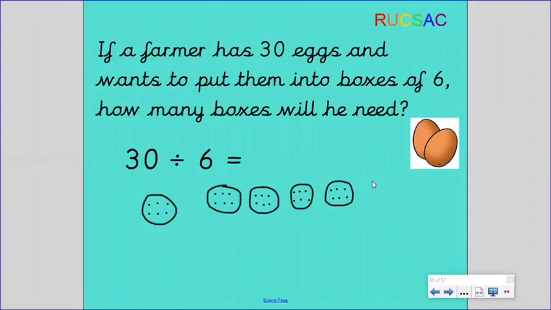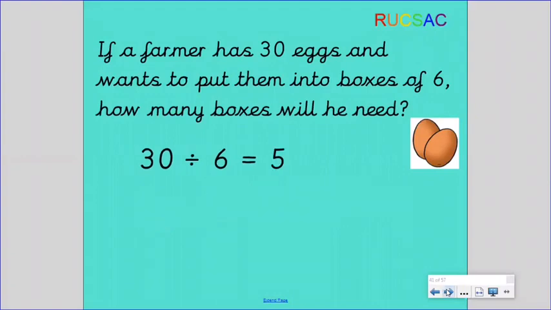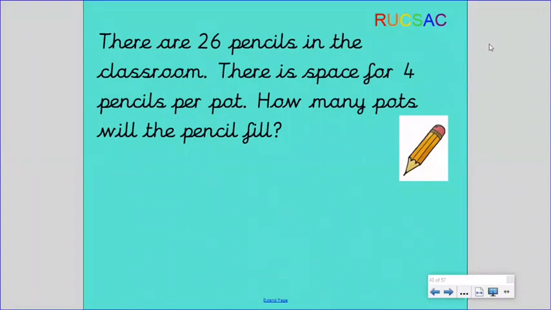So how many groups are there? Well done, there are 5 groups. So our answer is 30 divided by 6 equals 5. So well done if you got that one correct. Okay, here's your second word problem. So I want you to pause the screen here and first of all read the question carefully.